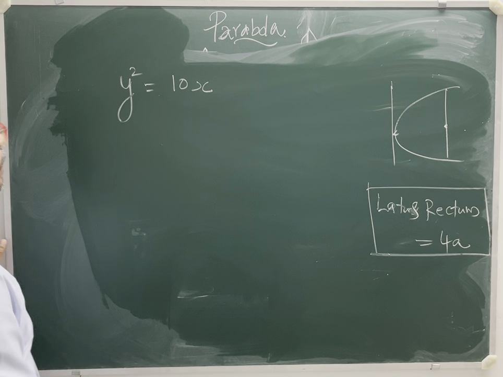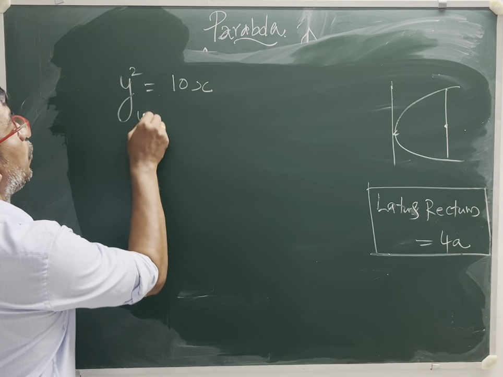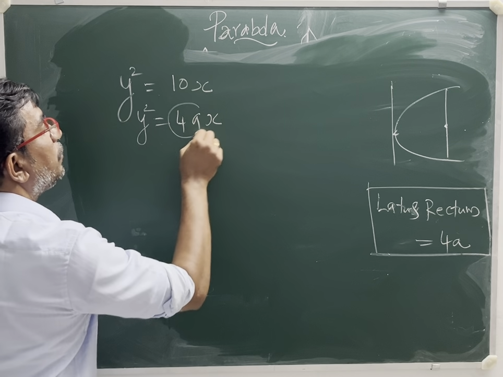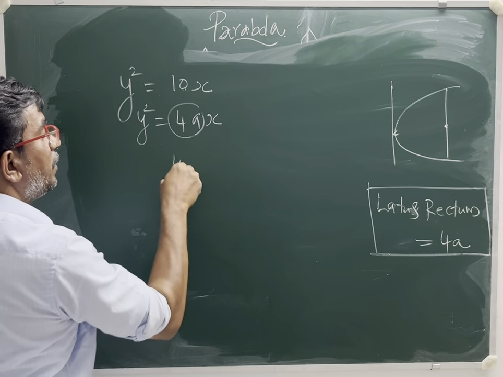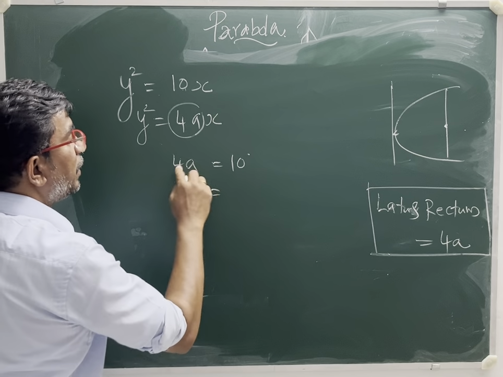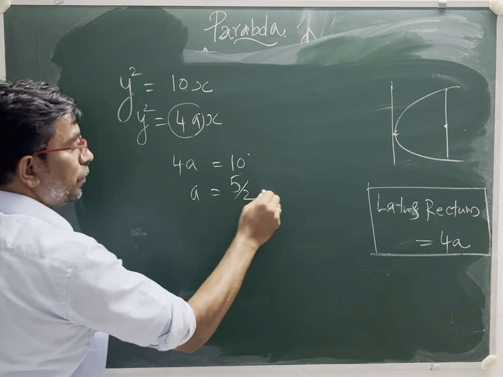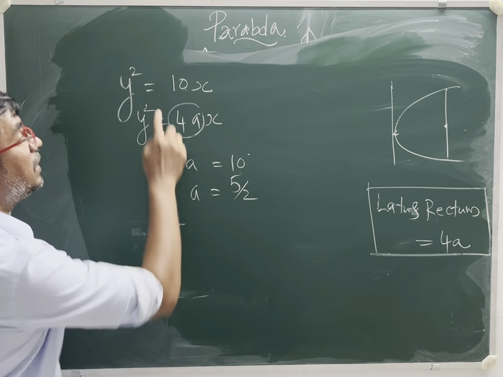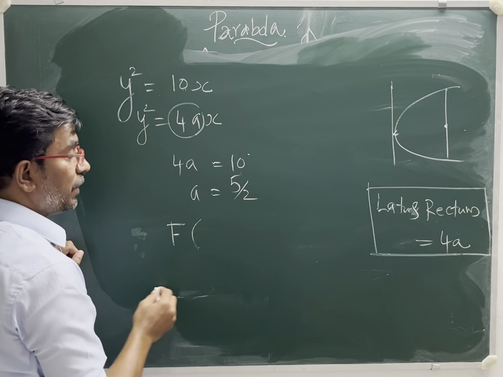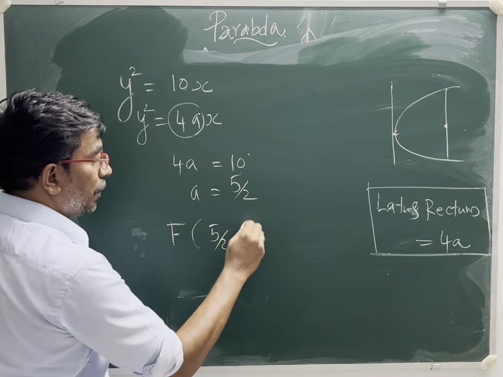Okay, now from here what do you write? This is type 1, the y square equal to 4ax form. So in the place of 4a, 10 came. So I'll write 4a is equal to 10. So a will be, when you divide, 5 by 2. If you ask me the focus, since it is the first type, the focus will be (a, 0), that is (5/2, 0).